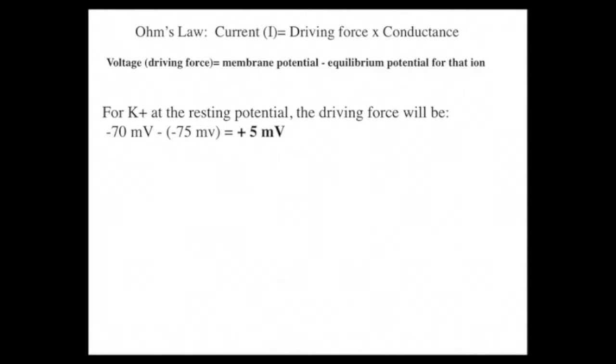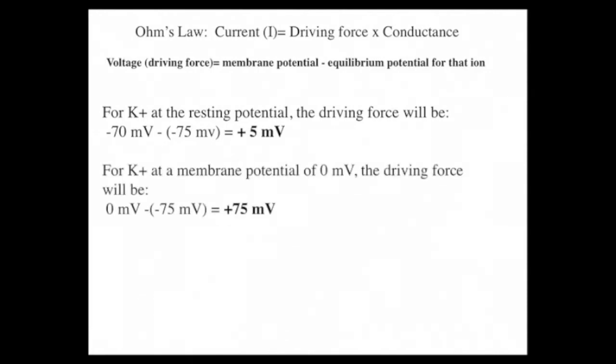That's all it says. Now, we can take potassium at a membrane potential of 0 millivolts. The driving force will be much higher. In fact, it will be 0 millivolts minus minus 75, which would be plus 75 millivolts. And all this is saying is that there's a large driving force because there's a large concentration force driving potassium out of the cell, but there's no negativity holding it into the cell. Thus, there's a large force driving it out, and that force can be given a number, plus 75 millivolts.